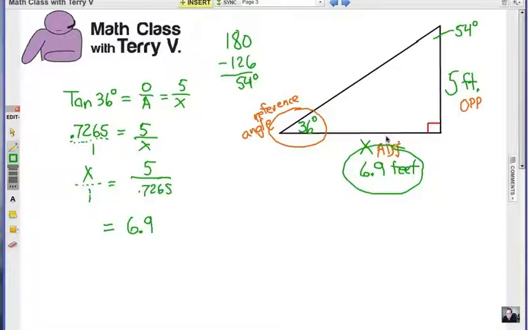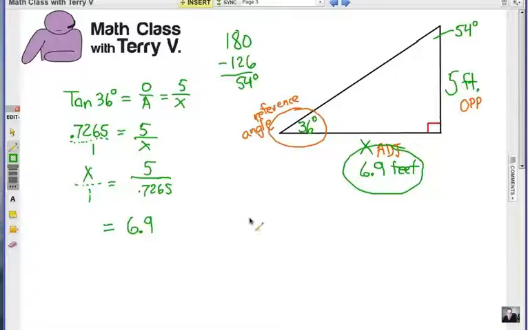Now remember I said try to do the easy parts first. I have 2 of the 3 sides of a right triangle. So I can use Pythagorean Theorem and use 5 as a leg and 6.9 as a leg and find the hypotenuse. Or I can go ahead and use any combination of these 2 sides I know to find this hypotenuse.